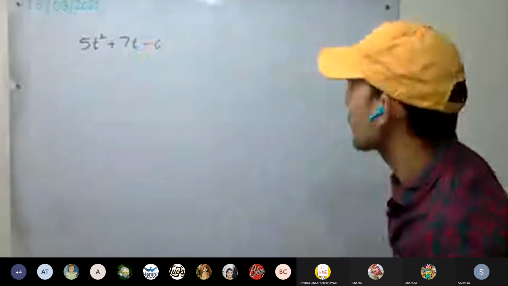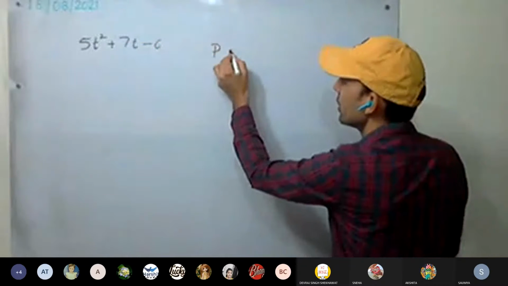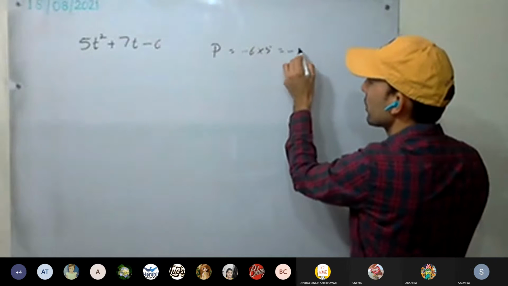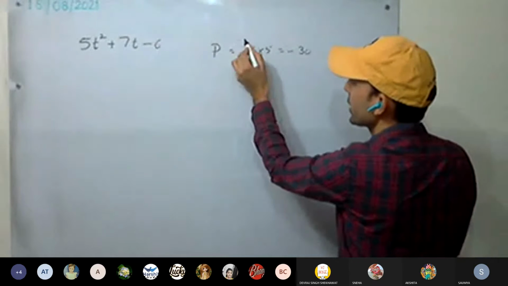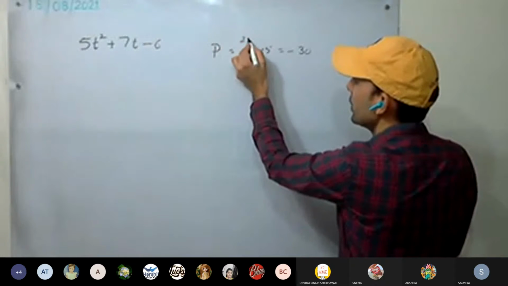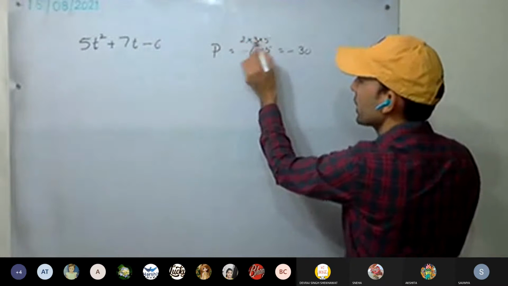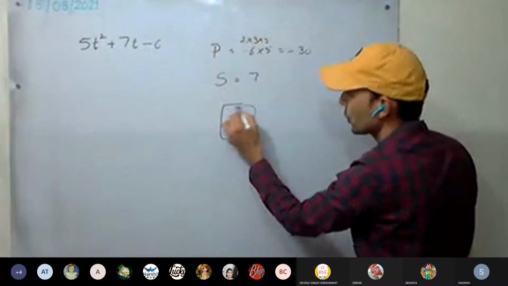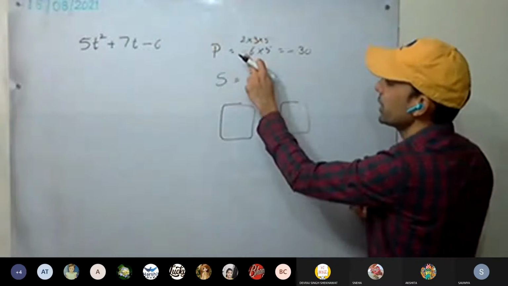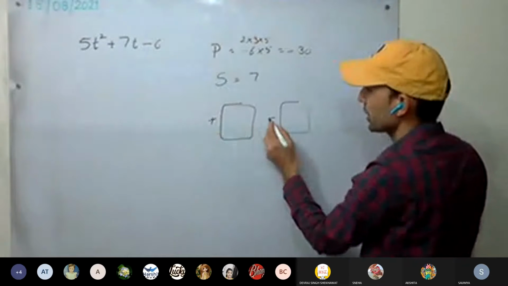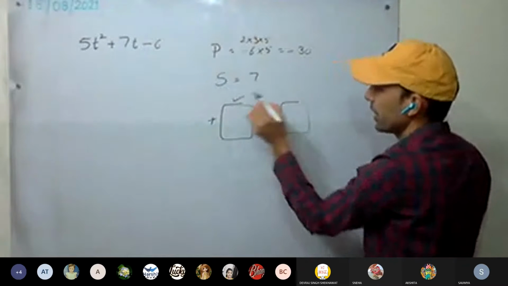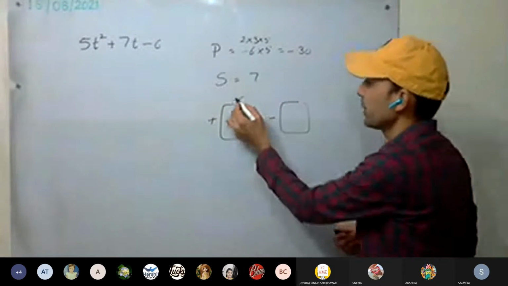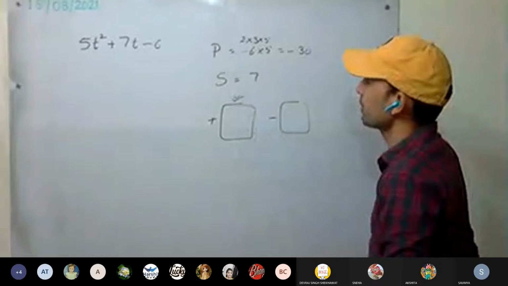Okay. So product should be how much? Minus 6 into 5, that is minus 30. So you can write it as minus 2 into 3 into 5. These are the factors. And sum is how much? 7. It means you have two numbers. Product is negative, it means one is positive, other is negative. And which one is bigger? Sum is 7. It means the positive number is bigger. Find those two numbers.